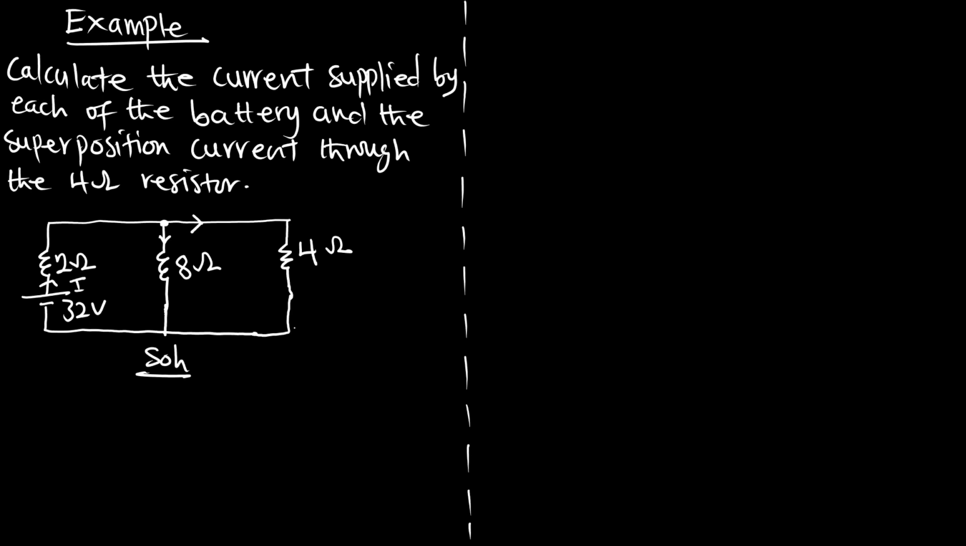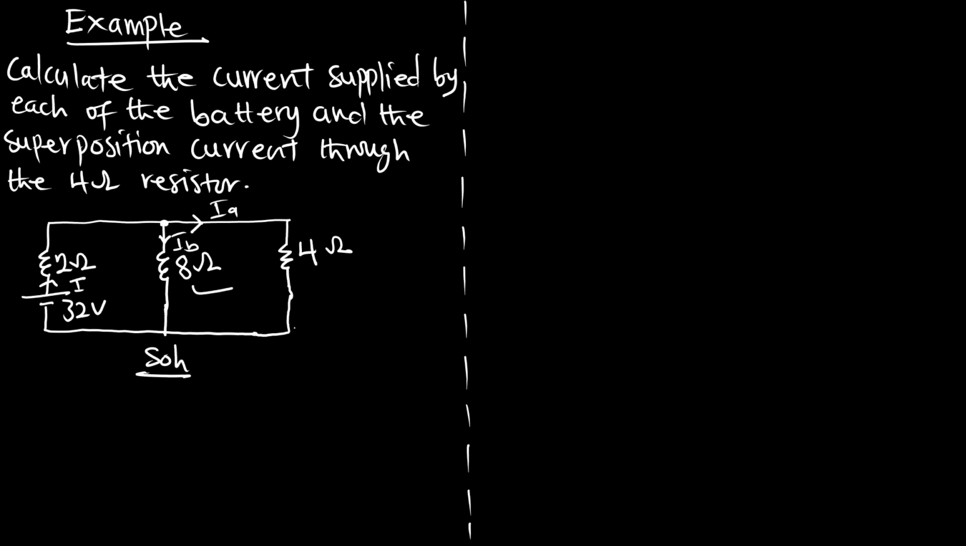So that is going to be, we can call this IA and call this IB. But before we get the current I, we have to find the total resistance in the circuit and use the Ohm's law to find the current.